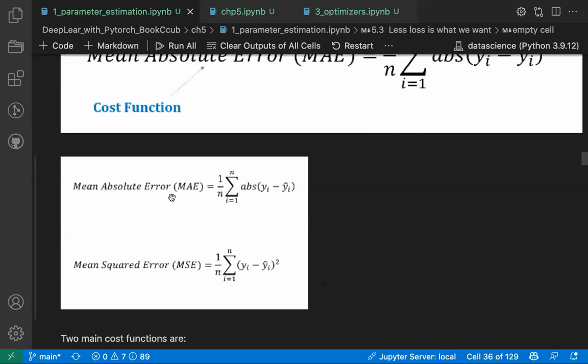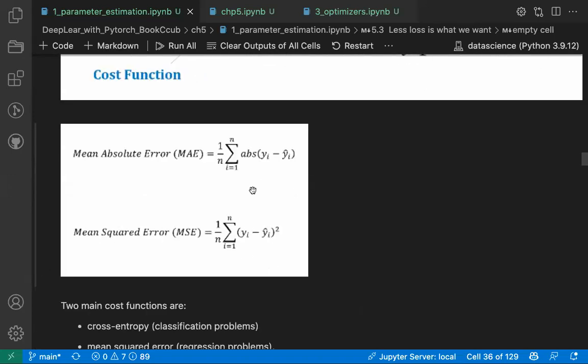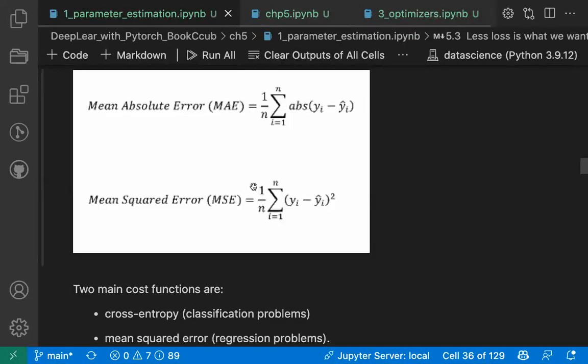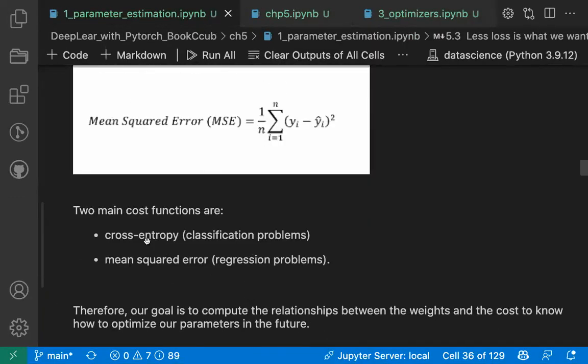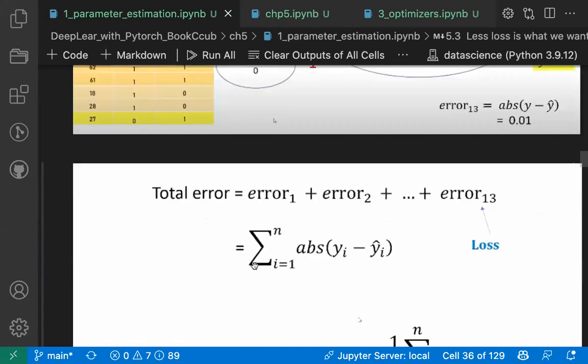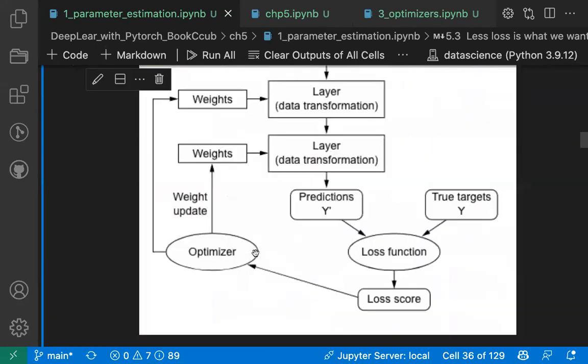So there are different kinds of loss function, cost function. We have absolute error, and we have mean square error. It depends on the scenario. You can use any one you wish, but just bear in mind that in classification we usually use what is called cross entropy, and mean square error we use for regression problems. So that is basically how we calculate the error.